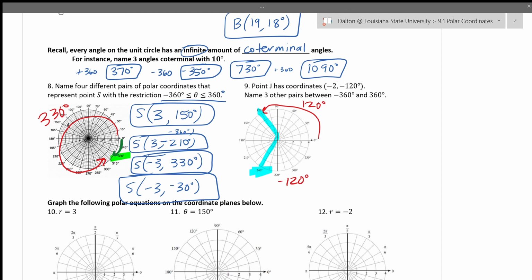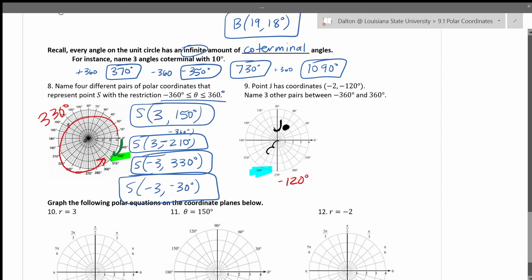So from 240, I'm going a direction of negative 2. So instead of going 2 toward 240, I'm going to go 2 in the opposite direction. It's going to be right here. So this black dot is point J. So let me kind of erase some of the other stuff we had going on here.